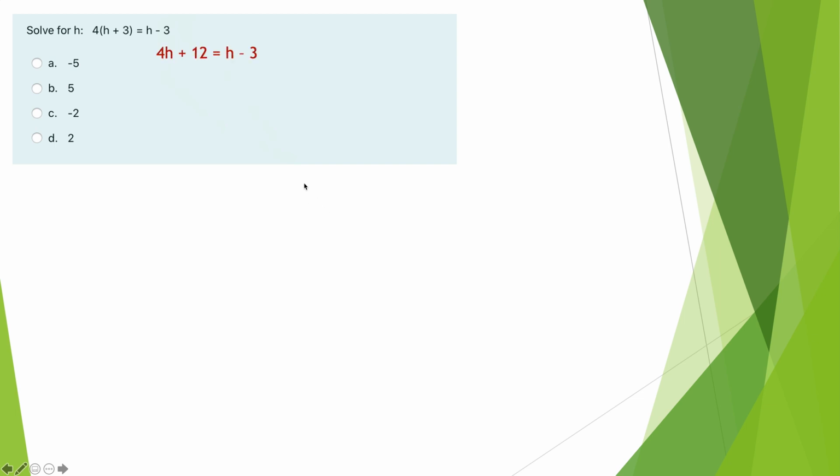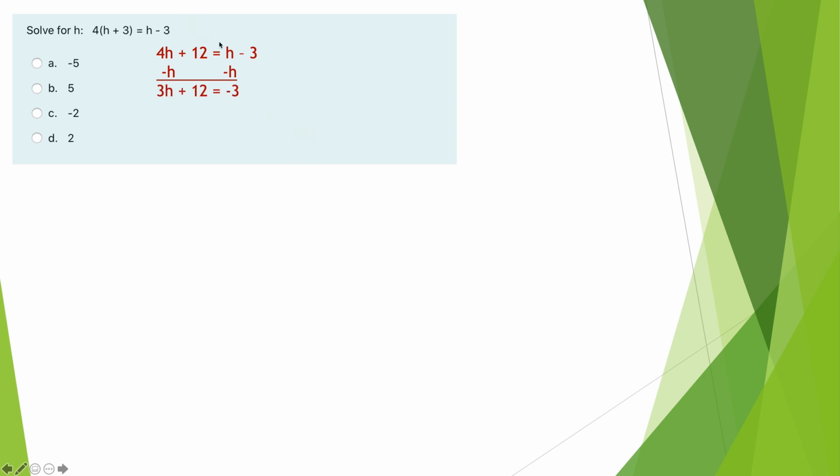So the first thing I have to do is distribute the 4. 4 times h is 4h, 4 times 3 is 12, and then it equals h minus 3. Now I'm going to subtract h from both sides because I always want to attack the smallest number of the variable first. That gives me 3h plus 12 is -3.